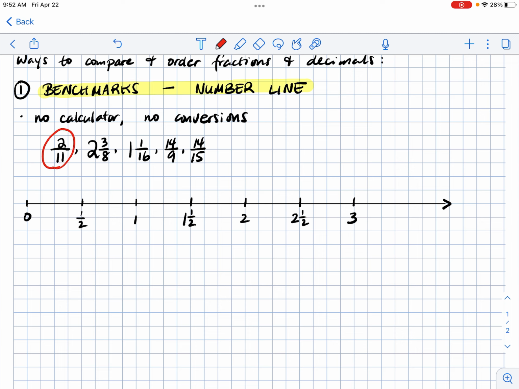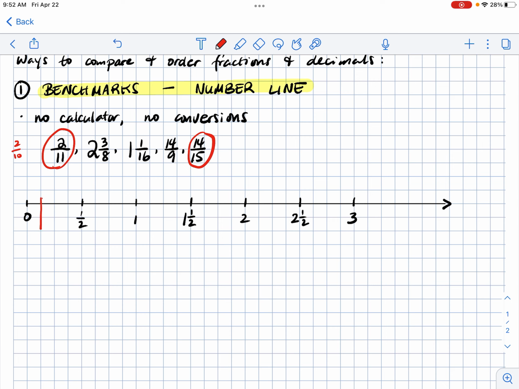Now, I'm going to look at 2 over 11 and 14 over 15. Why did I pick those 2? Well, I picked those 2 because I know they're both less than 1, because the numerator is less than the denominator. If you think about 2 over 11, think about what it's closest to that you can estimate. I think to myself, well, it's pretty close to 2/10, right? So 2/10, you know that's going to be less than a half, and you know it's going to be close to 0. So why not place it maybe about here?